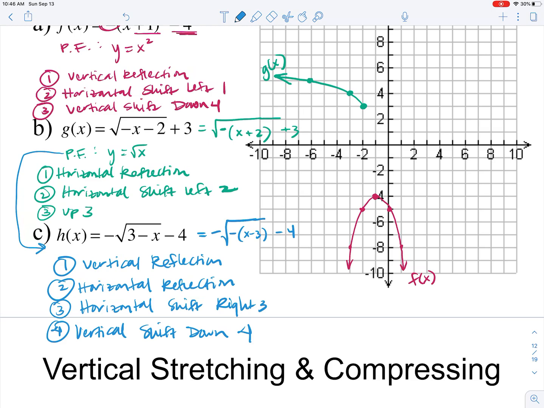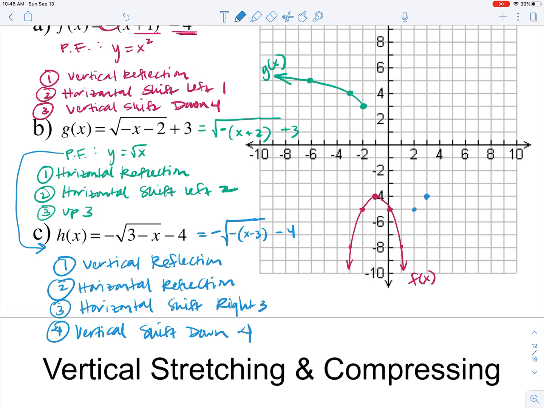The point that was at 0, 0 on the parent function, vertical reflection wouldn't go anywhere, horizontal reflection wouldn't go anywhere, horizontal shift right 3, and then vertical shift down 4 lands me at 3, -4. Okay, the point that was at 1, 1, vertical reflection, horizontal reflection, horizontal shift right 3, 1, 2, 3, puts me at 2, -1, and then vertical shift down 4 would put me at 2, -5.